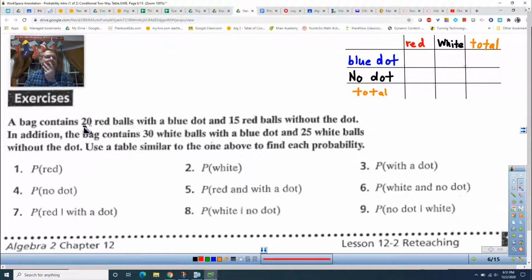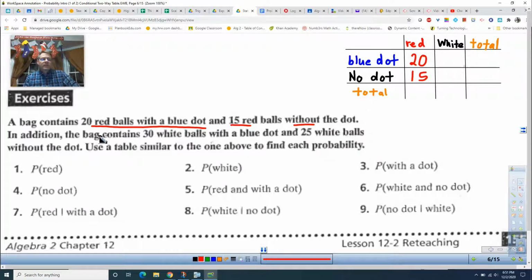So it says a bag contains 20 red marbles. Okay, so we got 20 red marbles that also have a blue dot. Well, good, I got that in the right spot. So red marbles with a blue dot. All right. Then it says there are 15 red marbles without a dot. So they're red and no dot, so that's a 15 right there.